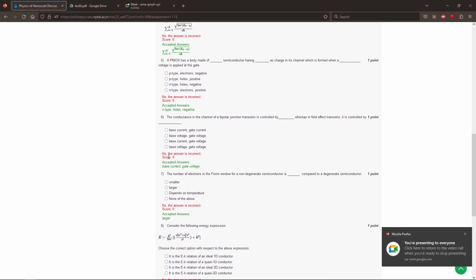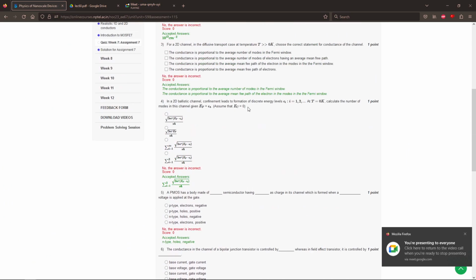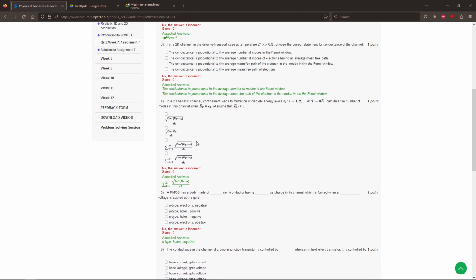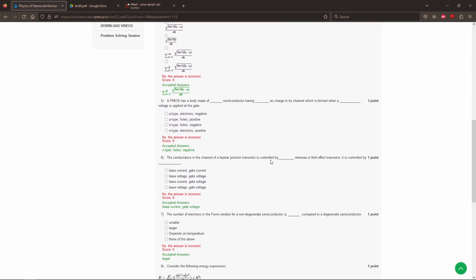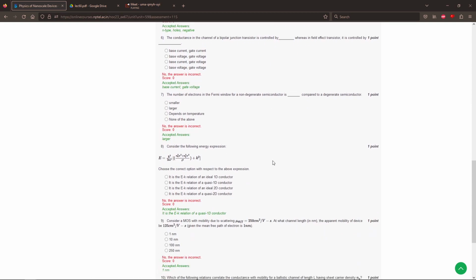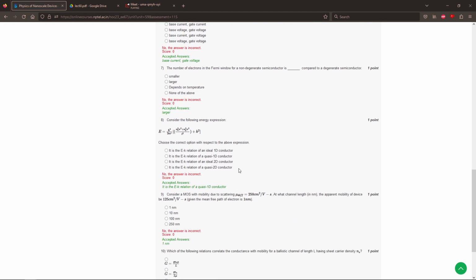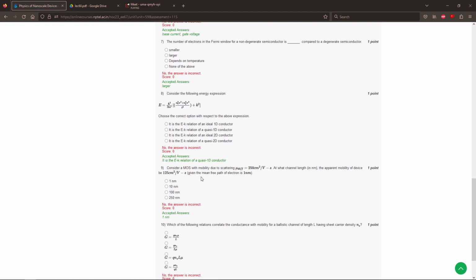Are people familiar with the solution to this question here? We have a 2D channel where you've been asked to calculate the number of modes. Yes, sir, it's a direct formula. Yeah, there is a direct formula for this. And that's one thing you can be confident about. Most of the questions given in the exam and in the assignment will use only direct formulae. You just have to remember which formula to pick up.